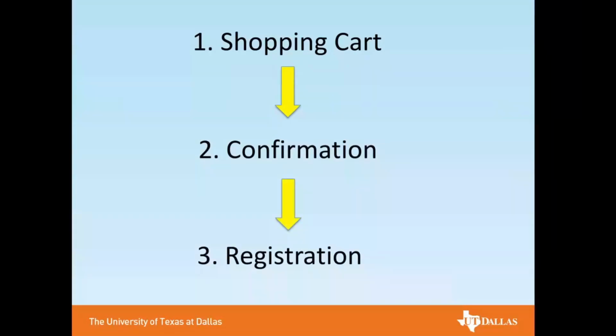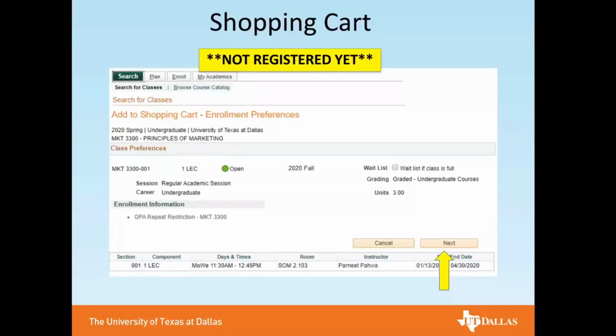There are 3 parts to registration. When you select a class, it first goes to your shopping cart. Now, you are not registered yet. Someone can still come in and take your spot if they register faster than you. So again, the shopping cart doesn't hold a spot. It is just like a wish list of classes that you wish to take.